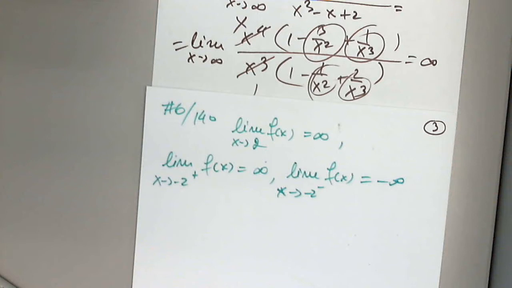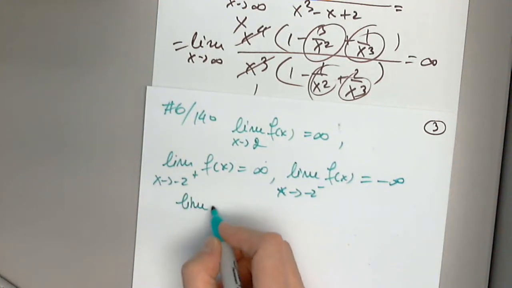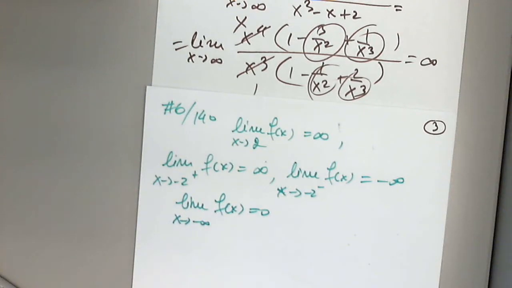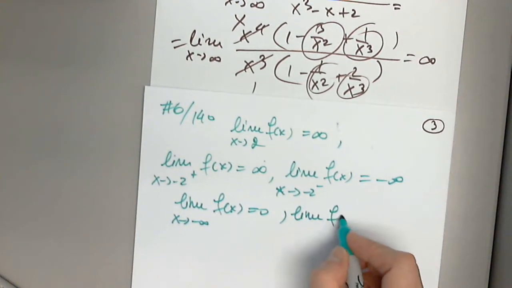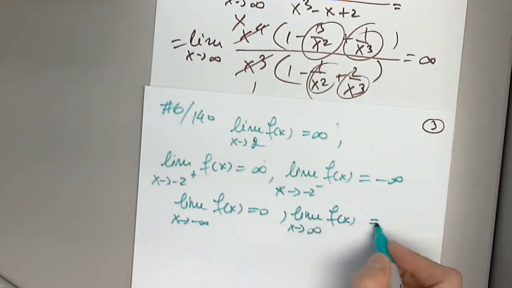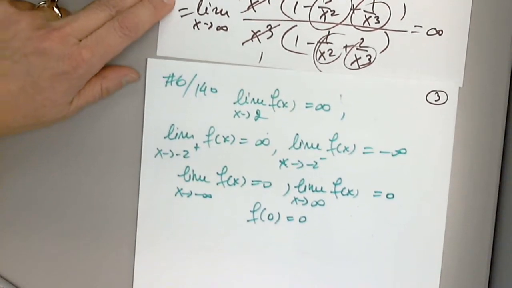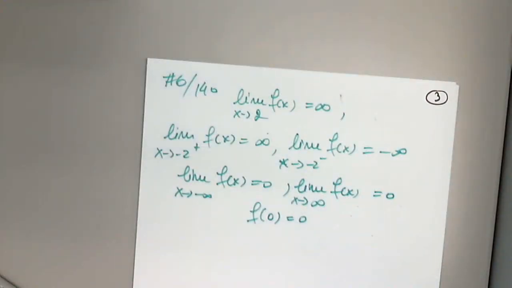And then limit of f of x is 0 as x approaches, I think, negative infinity, yes. Limit of f of x as x approaches infinity is also 0, and f of 0 is 0. Okay, I hope I copied everything correctly. Please let me know if I didn't.